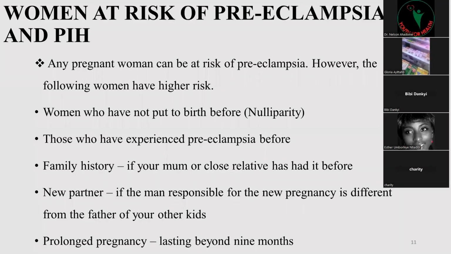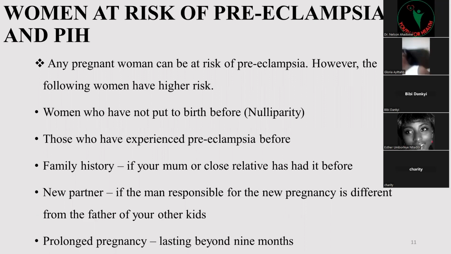So any woman can be at risk of preeclampsia. However, women that have higher risks are women who have not put to bed before, the women who are nulliparous. You are a woman, you have not given birth before, you are at risk of developing preeclampsia. And when preeclampsia is not managed early, I tell you, it can lead to death. So it's very necessary that you identify your risks and you work on it.